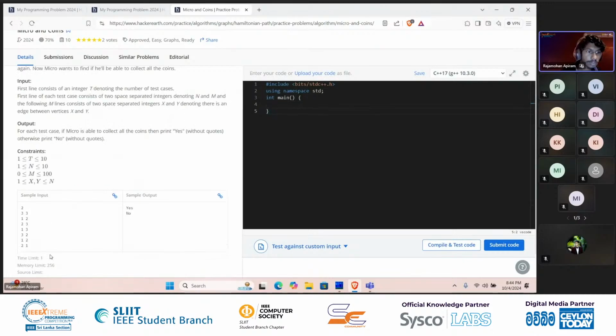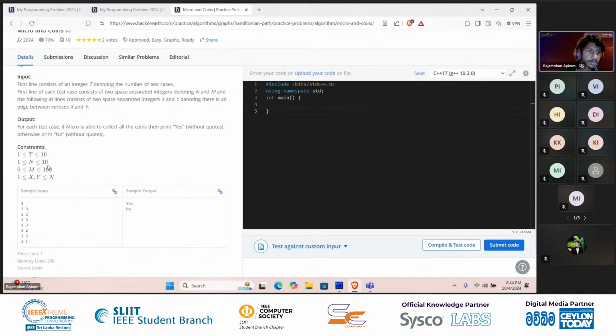And based on the constraints they've given, as you know about time complexity, right? They've given n is less than or equal to 10. So you can check all the subsets which you can create.